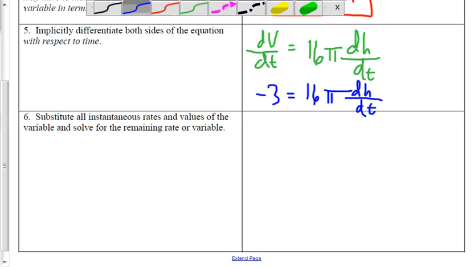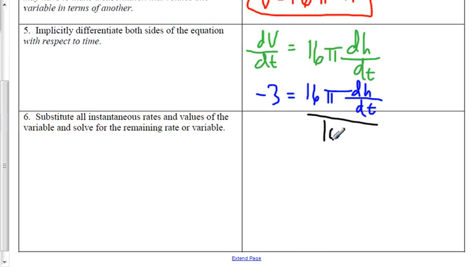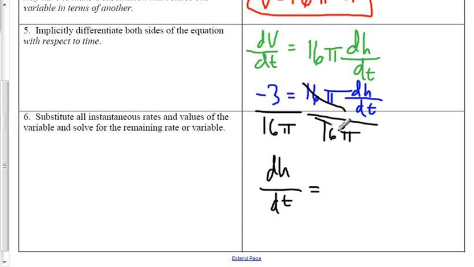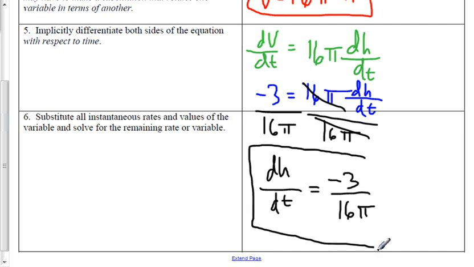So let me just change the color of the pen here. Divide both sides by 16 pi, and we're not going to change this. We're going to leave this as dh/dt. It's the rate at which the height is changing. And those cancel out. It's going to be negative 3 over 16 pi. Okay? So that's the rate at which the height of the cylinder, which is losing 3 cubic feet per second, is changing when the radius is 4. And again, the height's going to be going down.